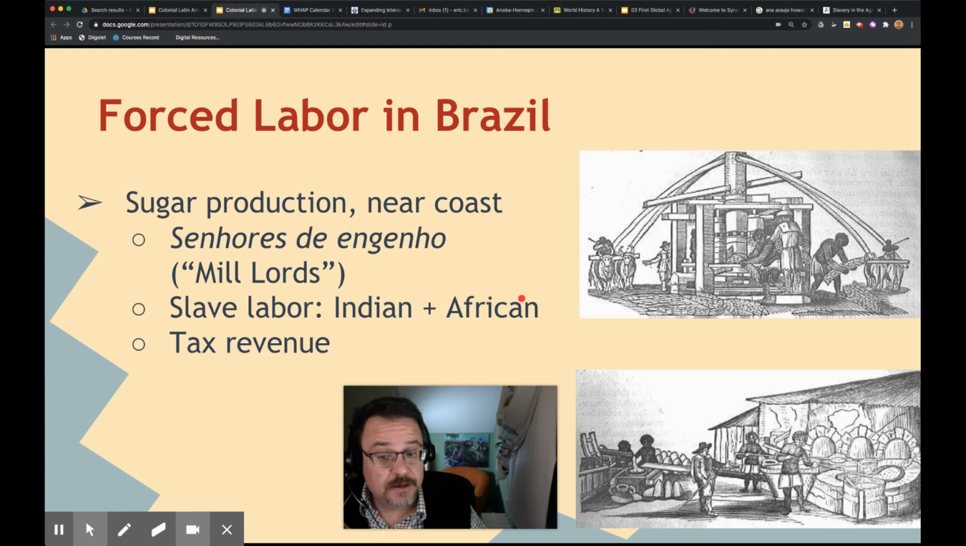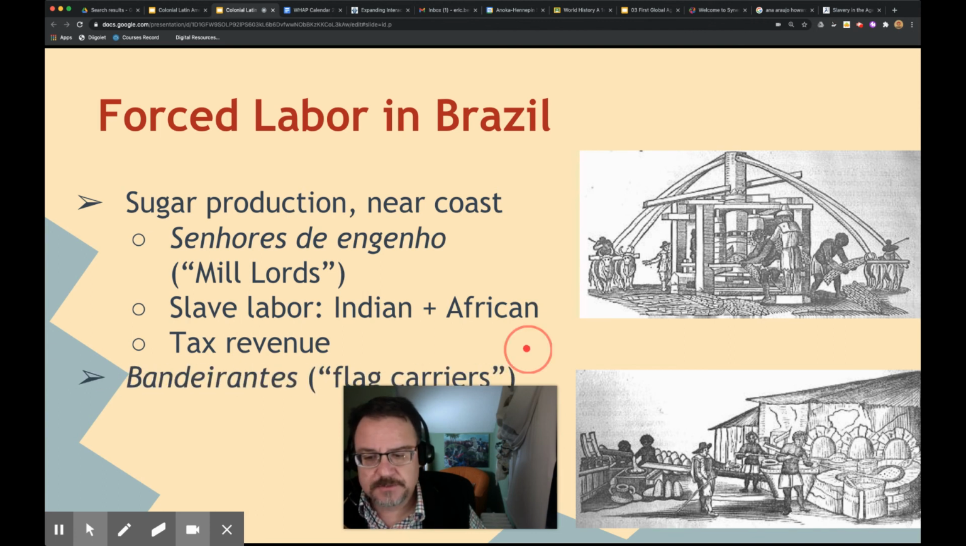This is very lucrative. So why would the governments allow this? Well, because it raised a lot of money, which then could be turned into taxes. A lot of people escaped.